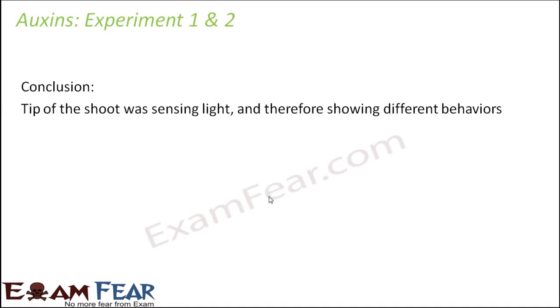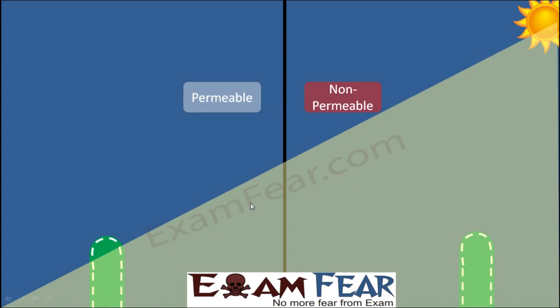right? So based on the first 2 sets of experiments which he performed, he concluded that the tip of the shoot was sensing light. So there was something inside the tip which was able to sense light, and therefore it was showing different behaviors. So they performed the next set of experiments.